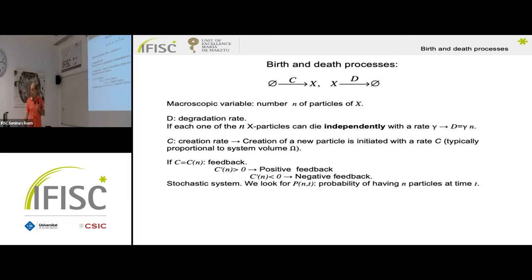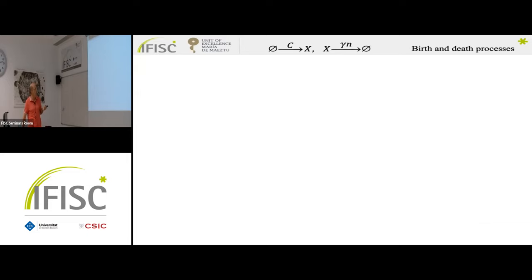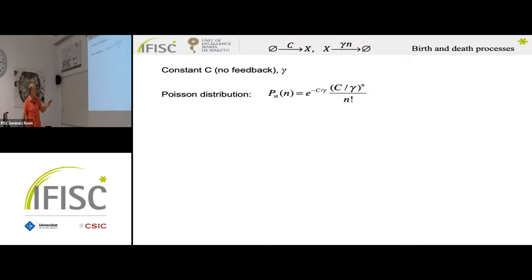This is a stochastic system. We look for the probability of having n particles at time t, in a situation in which n is not a large number, so fluctuation effects are important. You cannot treat that in mean field, but we want to look at some stochastic effects. What happens with the fluctuations of this process? Of course, you can write down a master equation, which is quite standard, and solve it. For instance, if you consider a constant creation rate and a constant degradation rate gamma, the steady state is a Poisson distribution. This is a feature of a birth and death process with constant creation and degradation rates and independent processes.